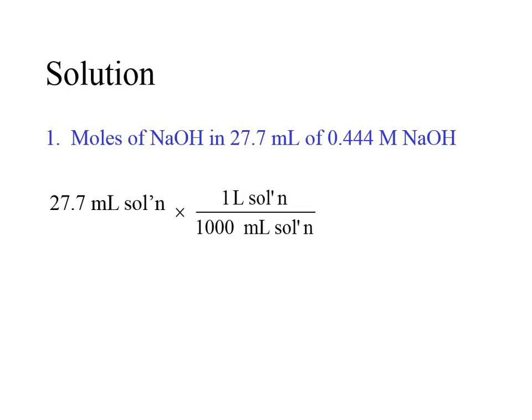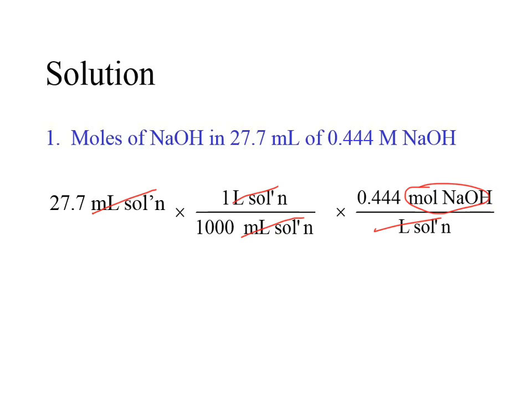Remember what 0.444 molar means. 0.444 moles of NaOH per 1 liter of solution. So if I use the unflipped version of the molarity, then let's make sure what cancels. Usually before you put anything in your calculator, you should just make sure that your units are good. Milliliters of solution cancel, liters of solution cancel, and we have moles of NaOH. Looks good to me. So 3 significant figures, 0.0123 moles of NaOH.